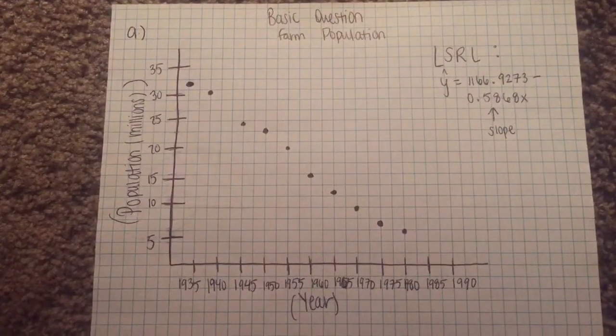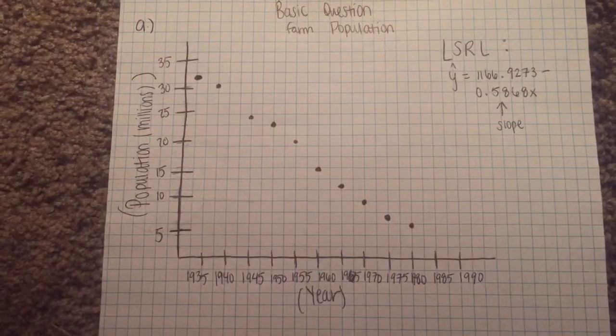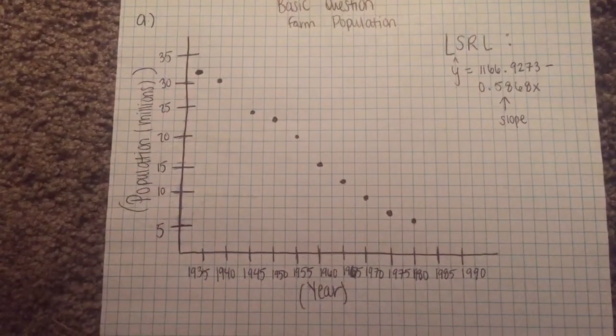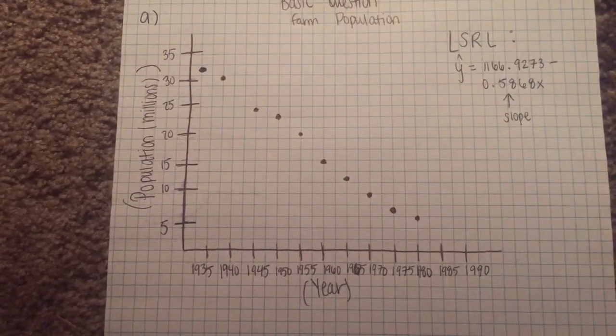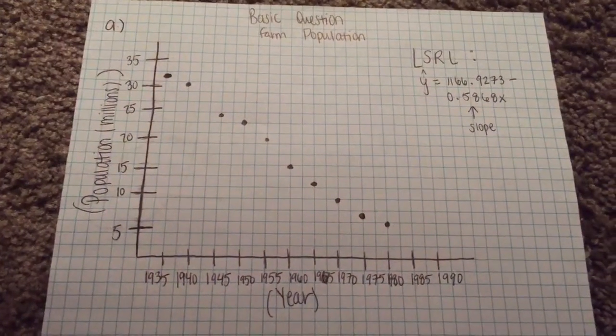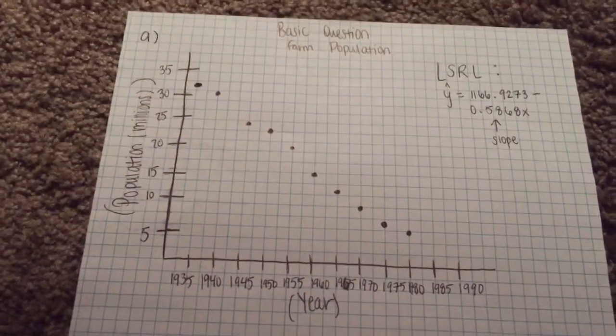In order to construct this scatter plot, you must put the population in millions on the y-axis and the year by fives on the x-axis. Then you plot your points. According to this graph, the scatter plot is a negative, strong, linear relationship.